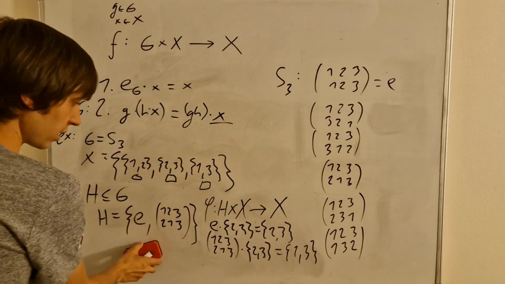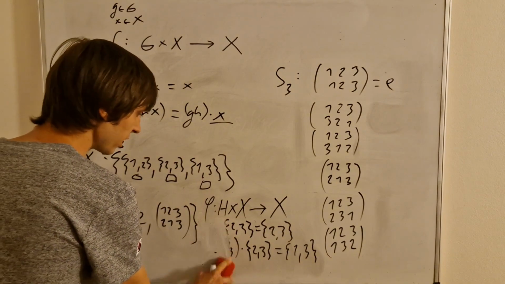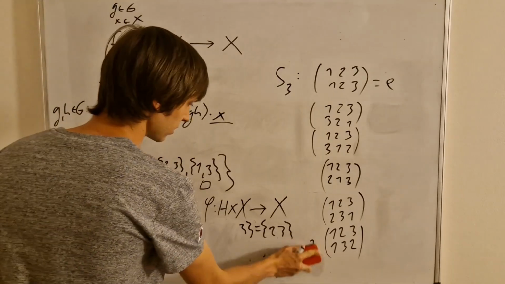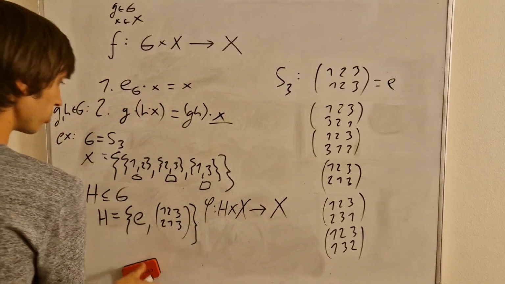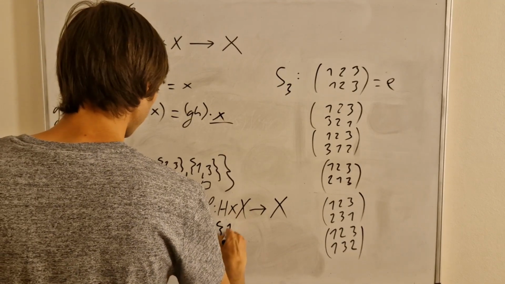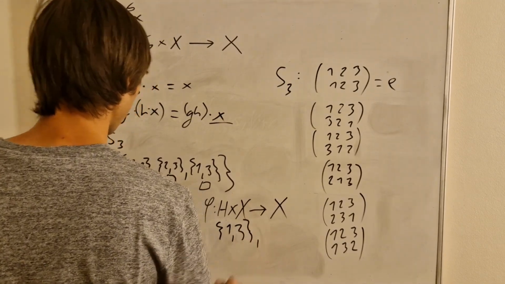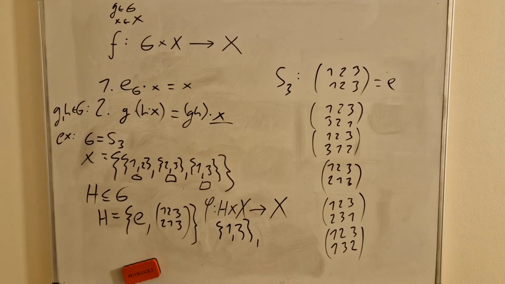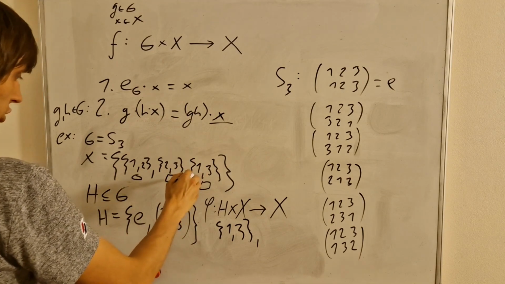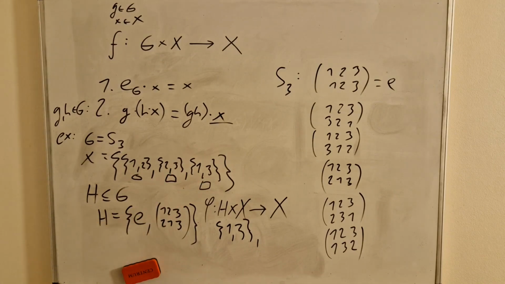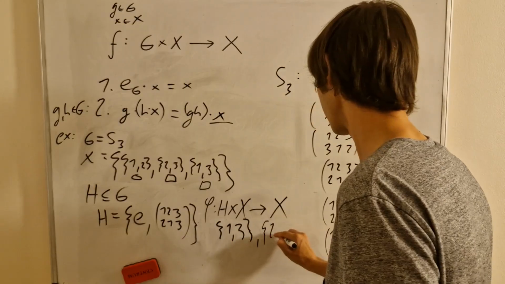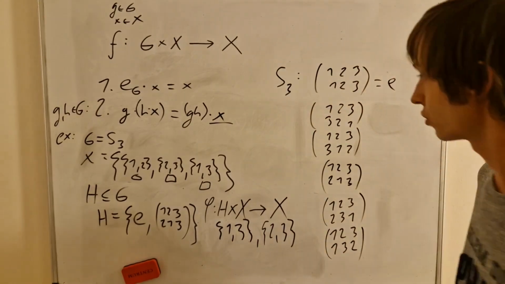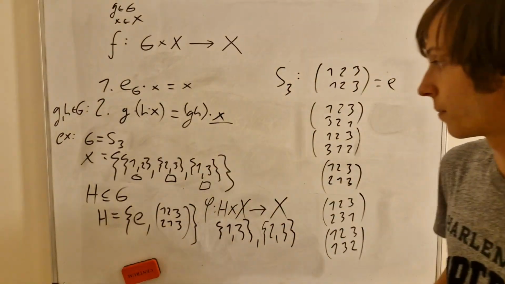So now let's see for {1, 3} what's going to happen. Let's just write down the results. If we let everything from H act on {1, 3}, of course we're going to get {1, 3}. And the next thing we're going to get is 1 will go to 2, so we get 2, and 3 will go to 3. So {2, 3}. So again we get the same now. So we got these two again.